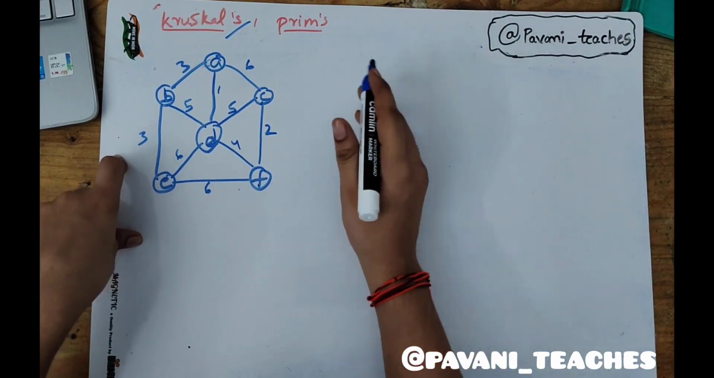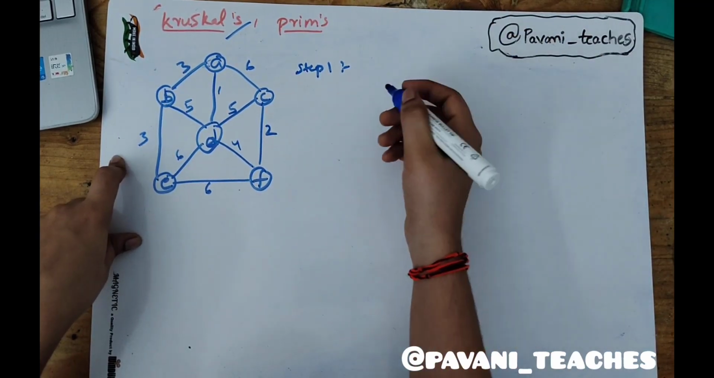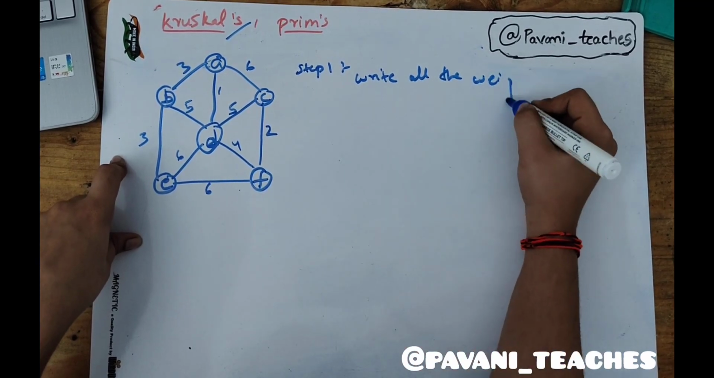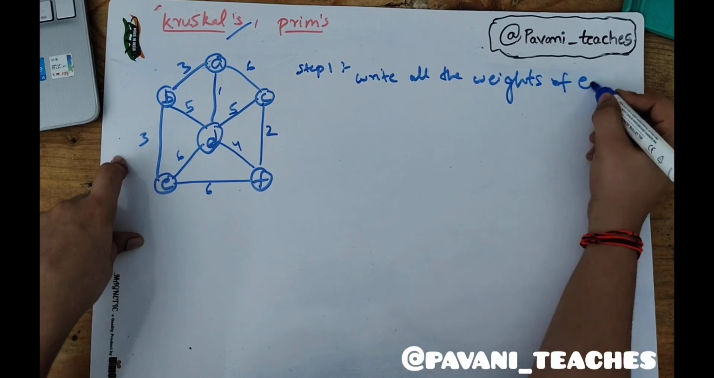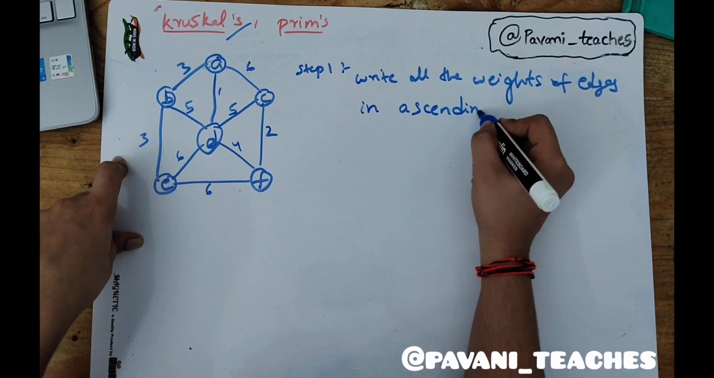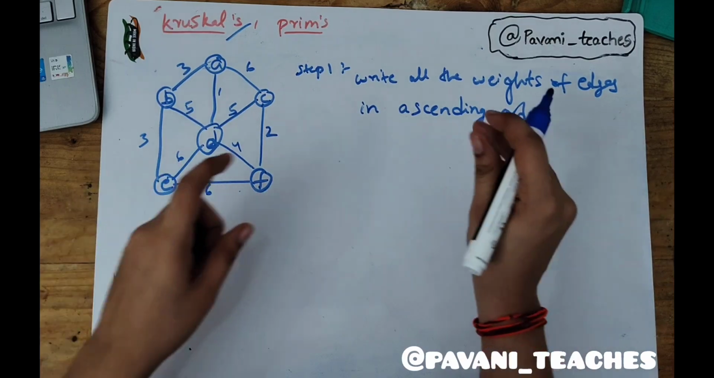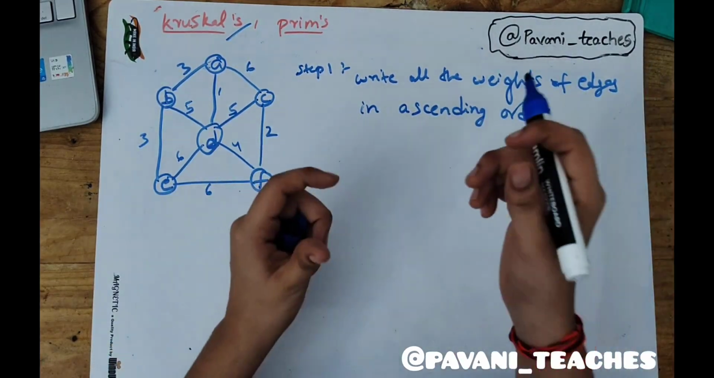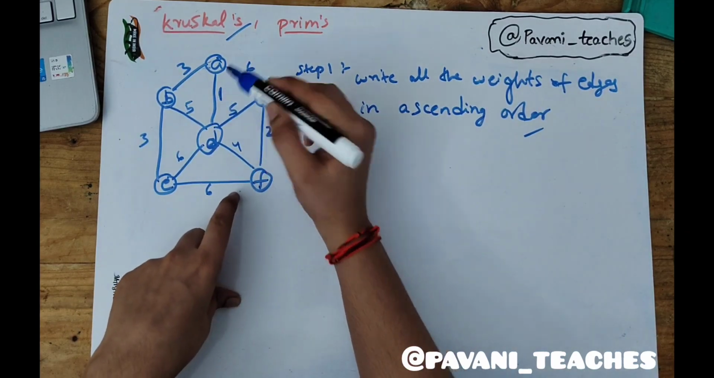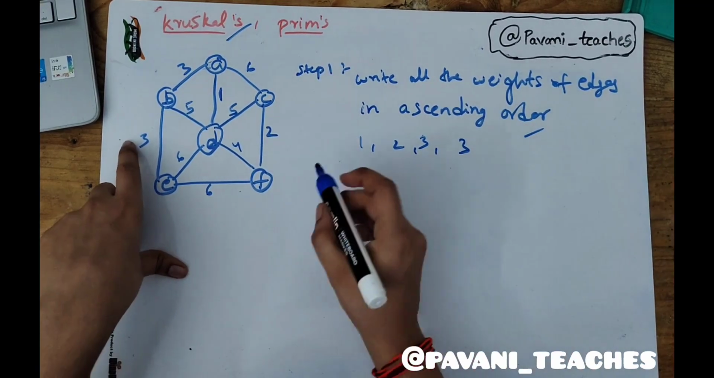While solving Kruskal's algorithm, step one is to write all the weights of the edges in ascending order. Then, after writing all the weights of the edges in ascending order, you have to connect them from the least edge. Like if suppose here it will be like 1, 2, 3. I'll explain it later. Like this we'll get some numbers.